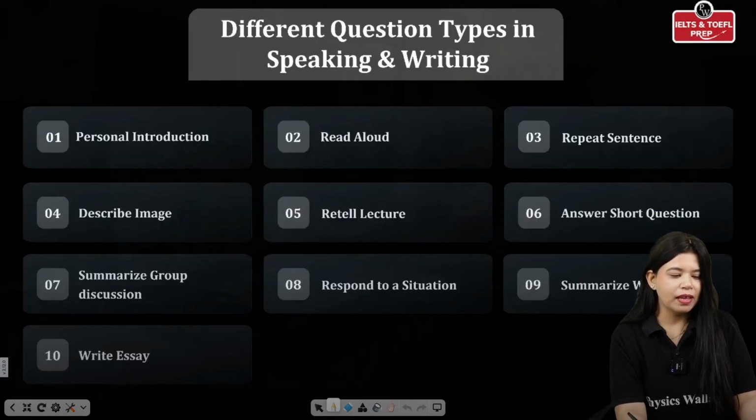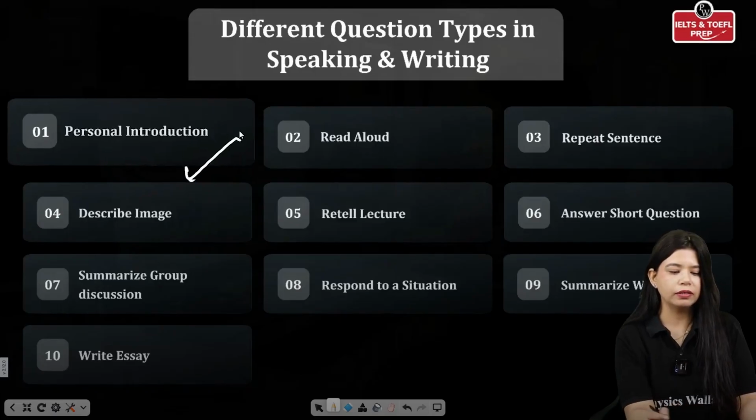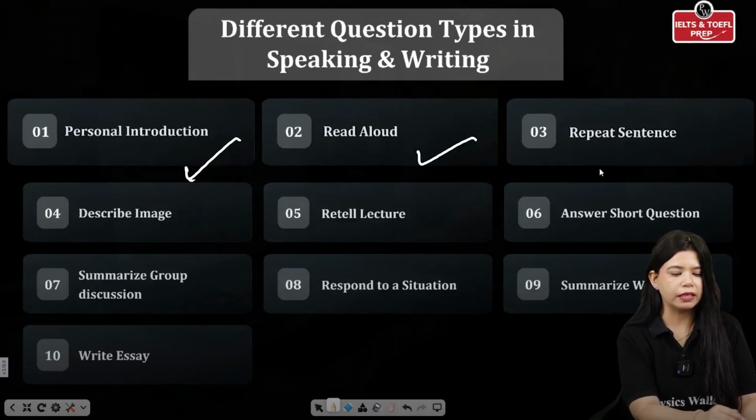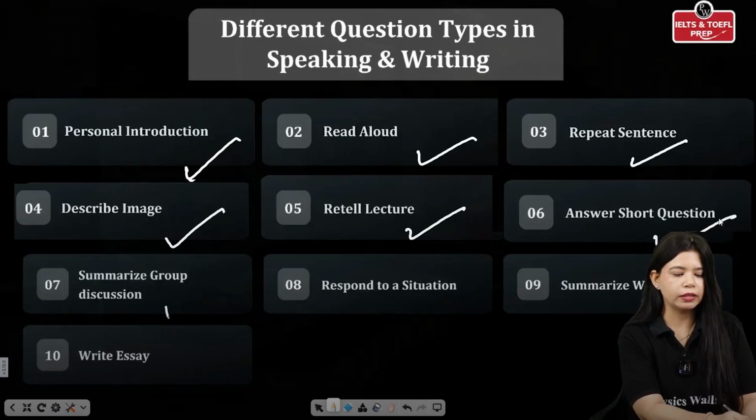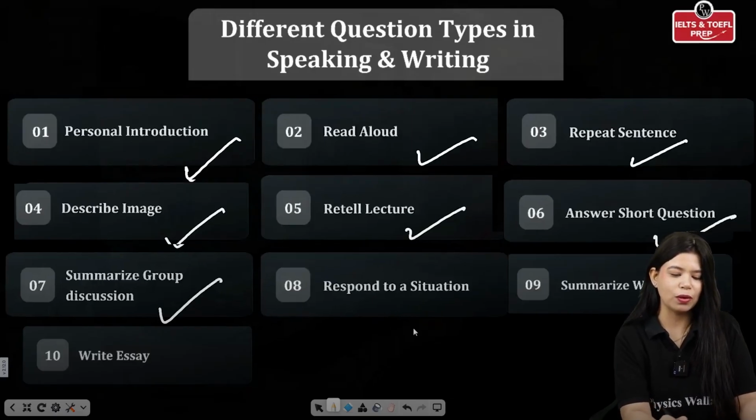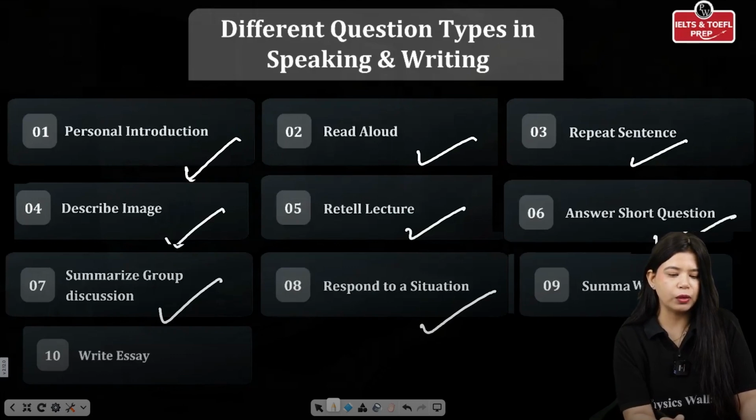Here we go. Right, now these are different question types that you will see on the day of exam in the first part. Number 1 is personal introduction. Then you have read aloud, repeat sentence, describe image, read a lecture, answer short questions, summarize group discussion, respond to a situation, and summarize written text, and finally write essay.